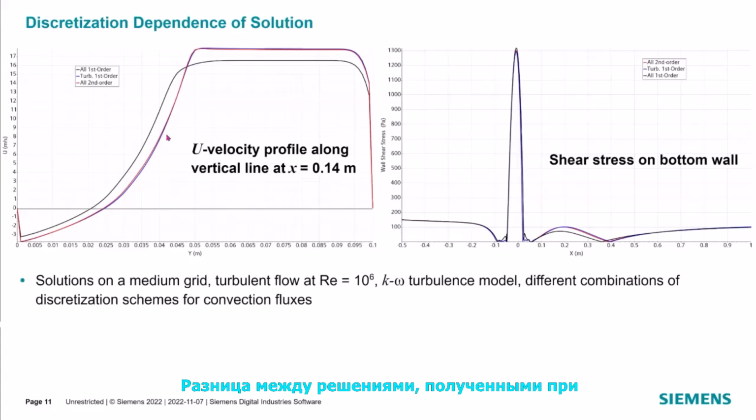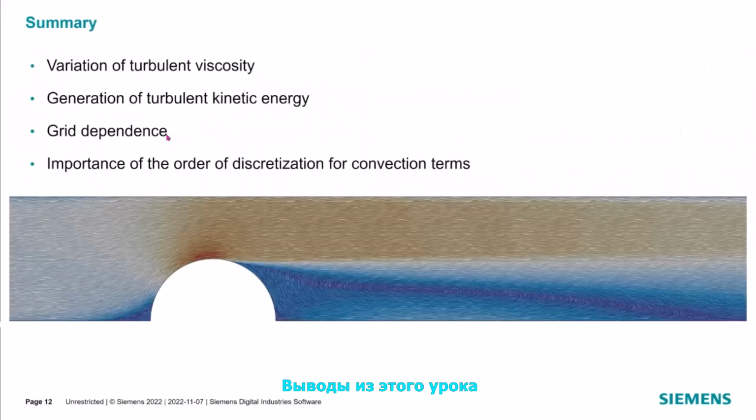The difference between solutions obtained when convection is discretized with second order in all equations and when convection is discretized with first order in equations for k and omega only is very small. The blue and the red line are very close to each other. The conclusions from this lesson can be summarized as follows.